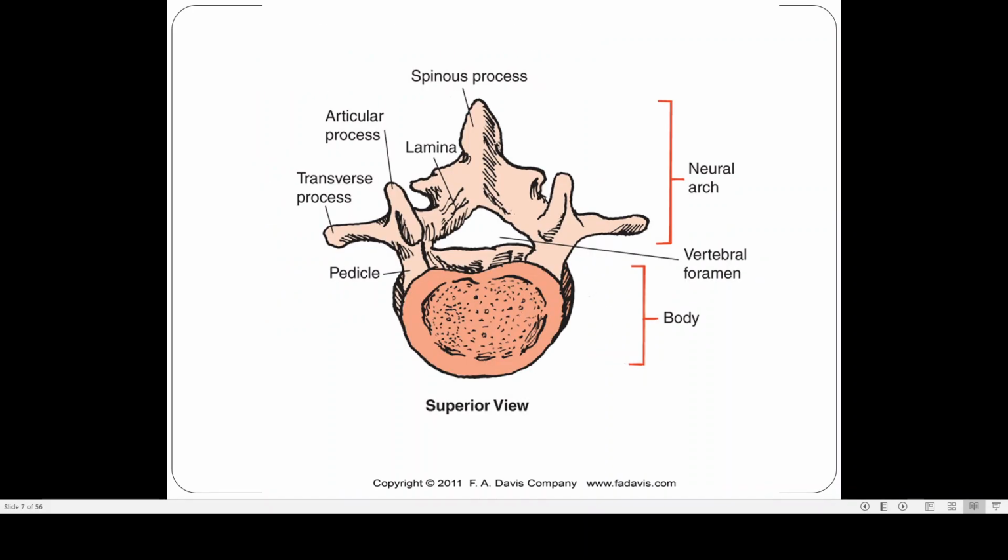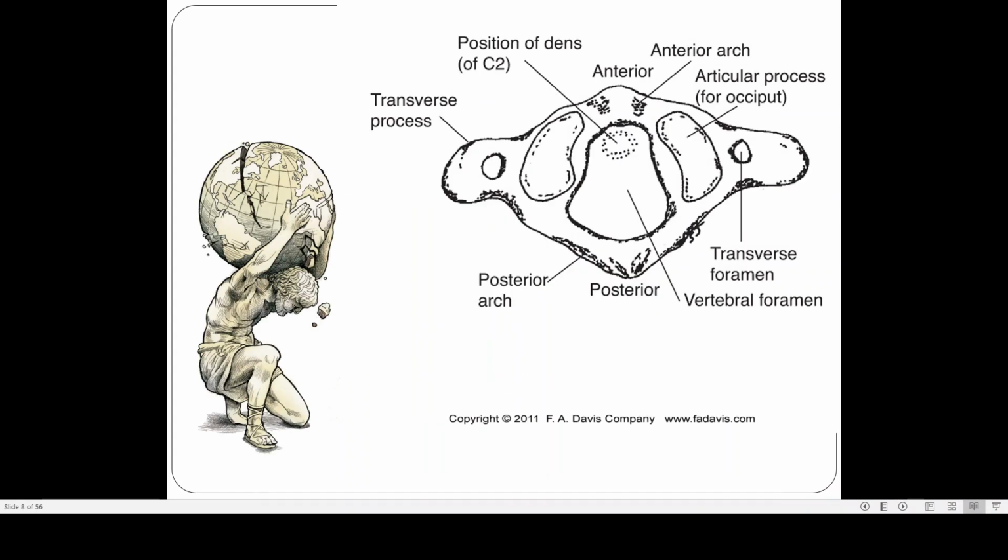So just some additional pictures. You should see these on your notes. Just make sure you understand where these are. Remember that our C1 and C2 are going to be different shapes than the rest of the vertebra, significantly different. Our C1 is going to have this circular shape. We call this the atlas.